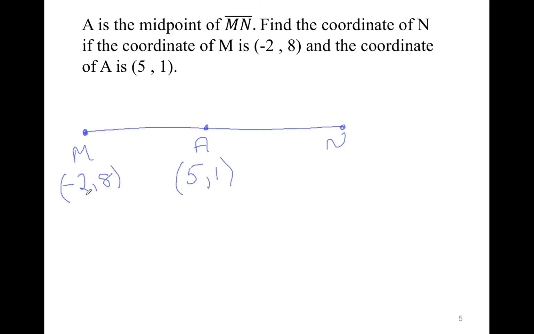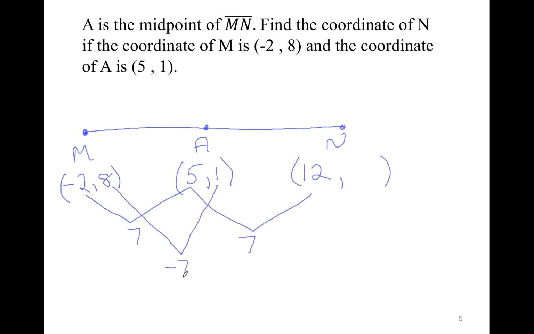So we're going to do the same thing here. X values, they want us to find these numbers here. These X values change from negative 2 to 5, so they go up 7 places. So from 5, they go up 7 places. So 7 plus 5 is going to be 12. And from 8 to 1, they went down 7 places. So from 1 to the other y coordinate, we want to go down 7 places. So 1 minus 7 is negative 6.